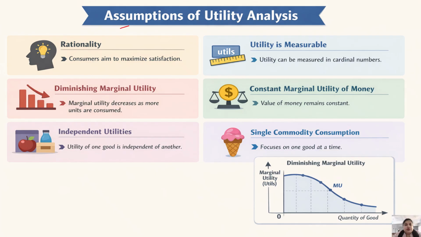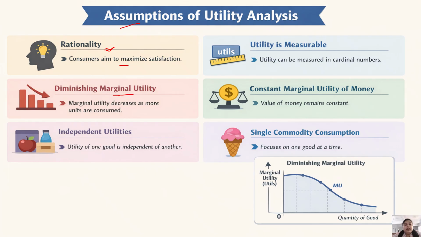Let's see the assumptions of utility analysis. The first assumption is rationality. As we have seen, the consumer is rational, and the true aim is to maximize the satisfaction of a consumer, so the consumer must be rational. If the consumer is rational, then we take the maximum satisfaction of the goods and services.